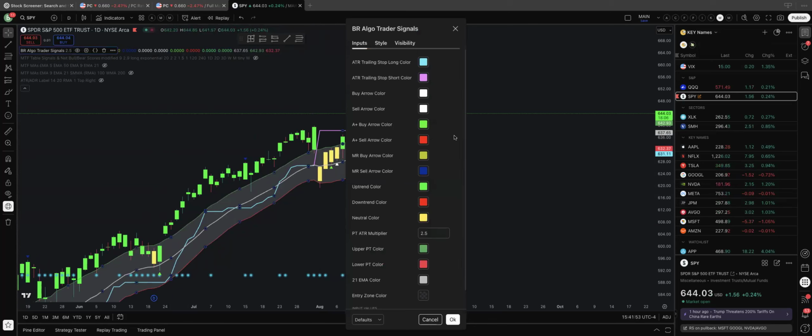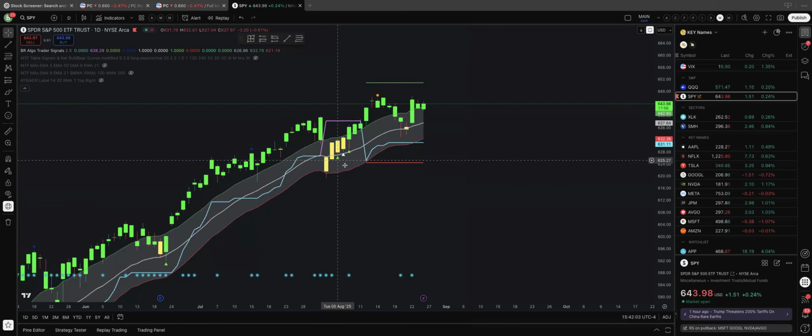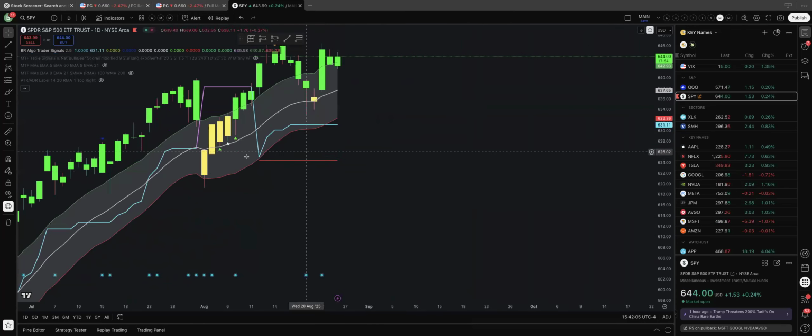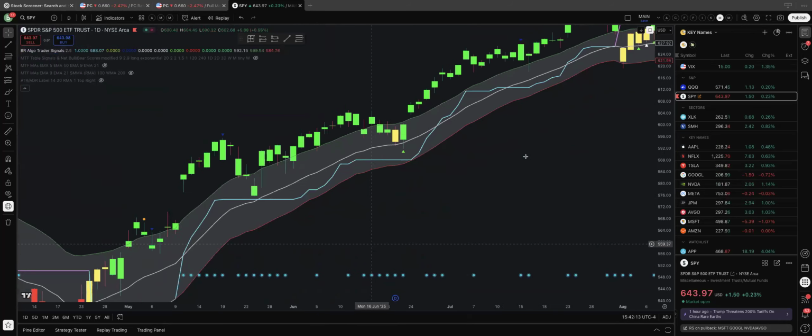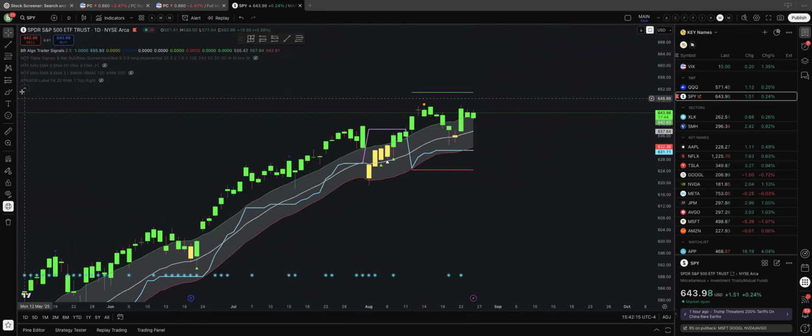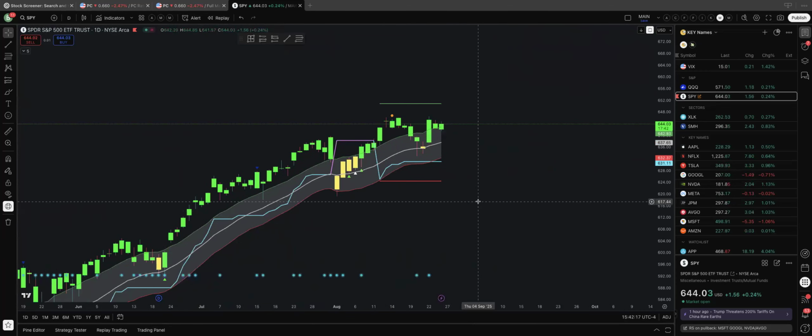So the white are the regular buy signals and sell signals, and then the green and red are the other buy signals. And if the arrow or the triangle is pointing up, that's a buy signal. If the arrow is pointing down, it is a sell signal. Okay. Very simple, right?